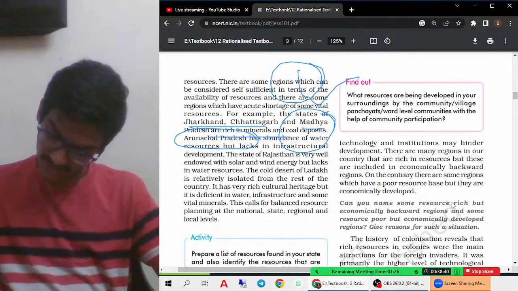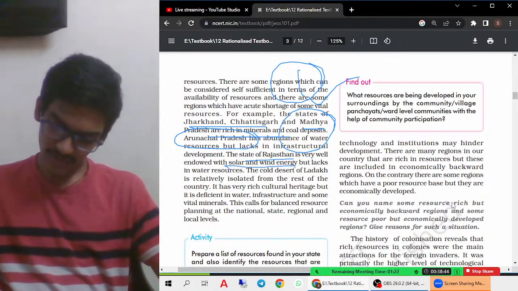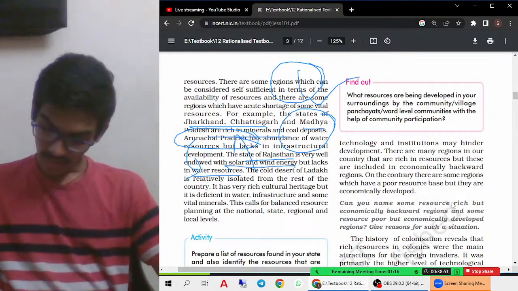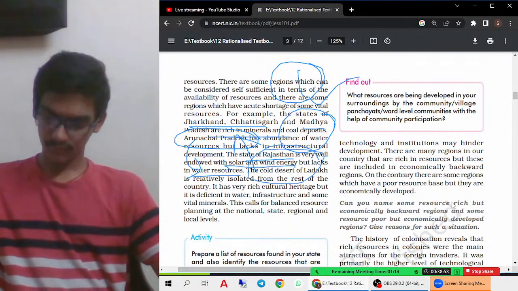Also try to understand states like Rajasthan, which has a greater amount of solar and wind energy but lacks water resources. So these two states could have a combination, but that is not possible because Rajasthan is not okay.